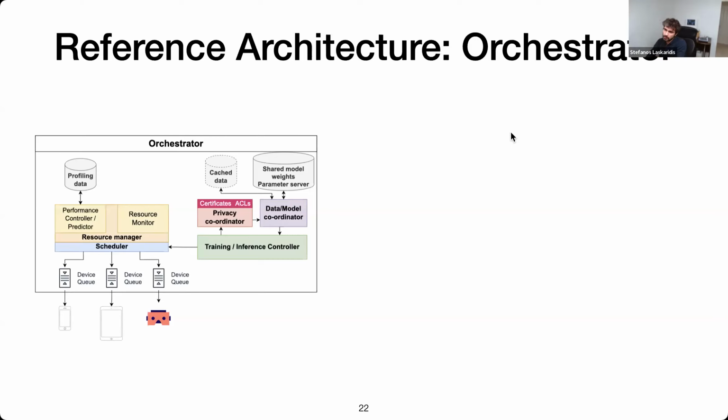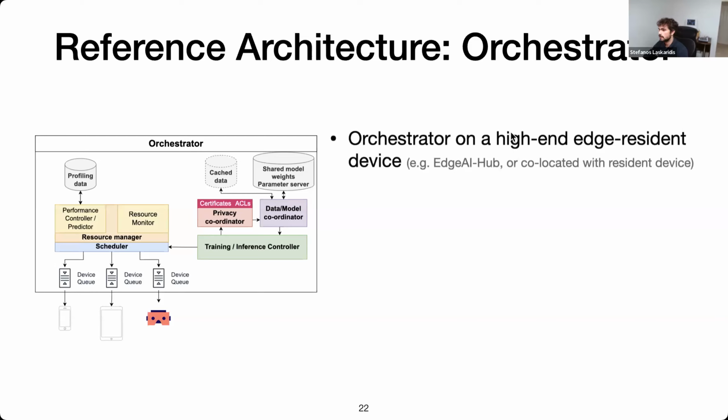So let's switch to the reference architecture of this paradigm that we're talking about. How would one implement that in practice? Here we depict the reference architecture of an orchestrator. The orchestrator is the central entity that coordinates compute and context sharing across devices. This can be residing inside the Edge AI hub or co-located with another resident device.